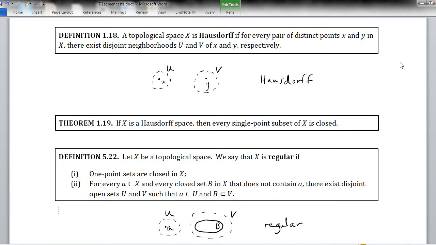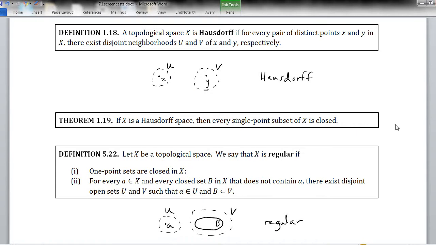The one that we are most familiar with so far is the Hausdorff property, and that says that for any pair of distinct points x and y in our space, there exist disjoint neighborhoods U and V of those 2 points. And we proved way back in chapter 1 that in a Hausdorff space, every single point subset of X is closed. So points are closed sets.